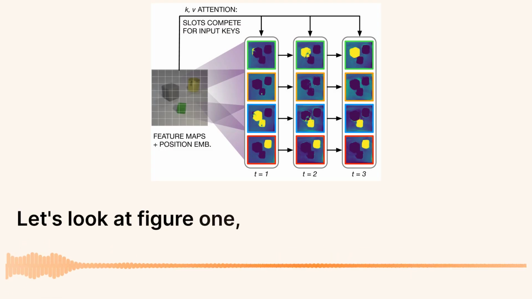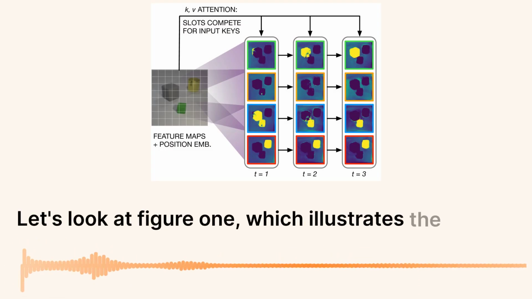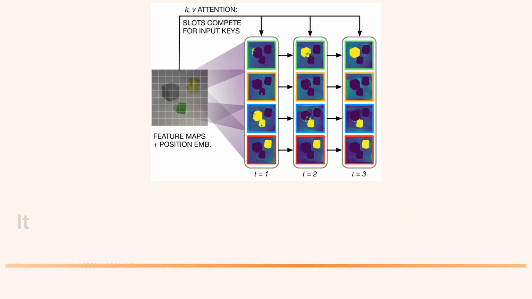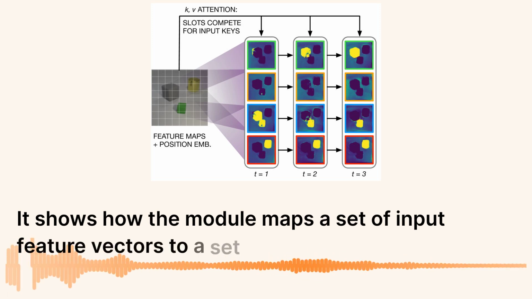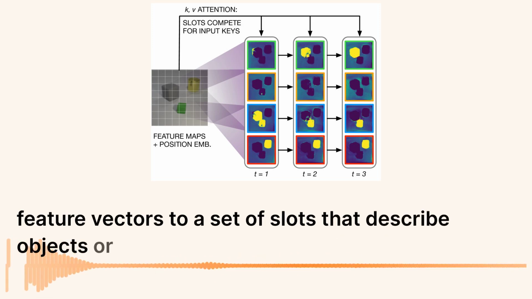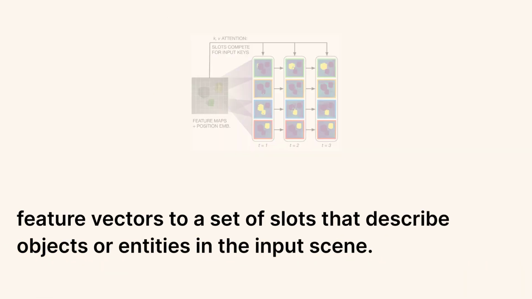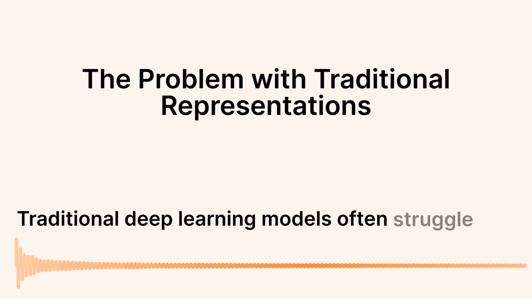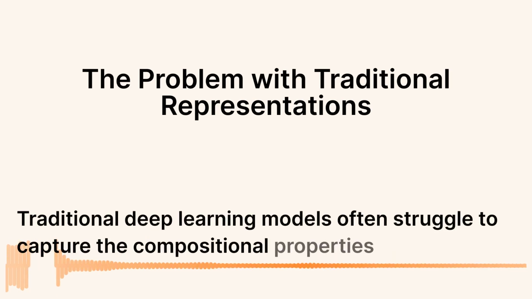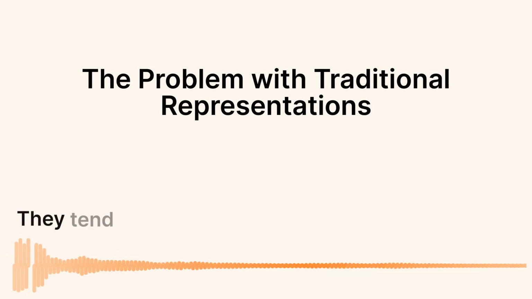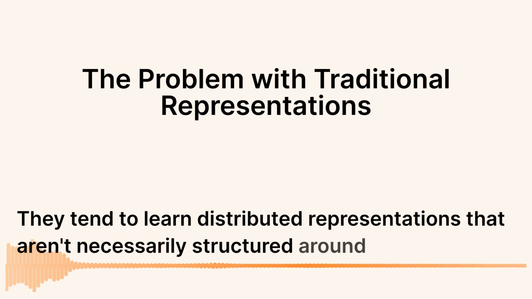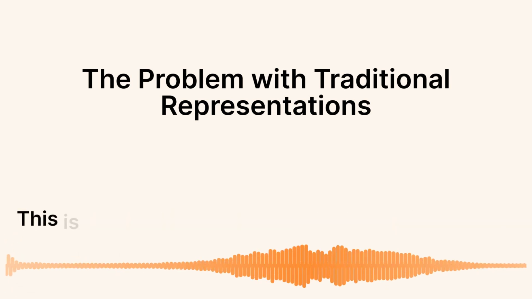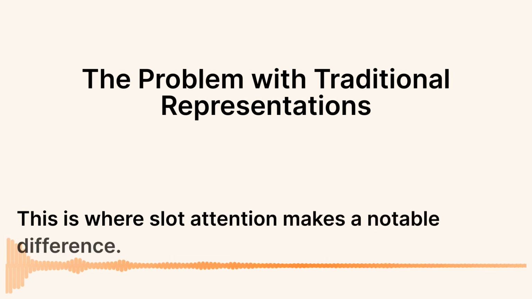Let's look at Figure 1, which illustrates the slot attention module. It shows how the module maps a set of input feature vectors to a set of slots that describe objects or entities in the input scene. Traditional deep learning models often struggle to capture the compositional properties of scenes. They tend to learn distributed representations that aren't necessarily structured around distinct objects. This is where slot attention makes a notable difference.